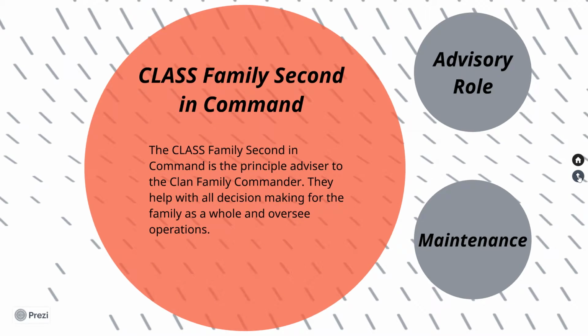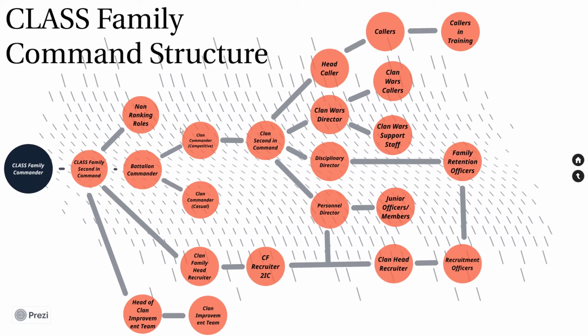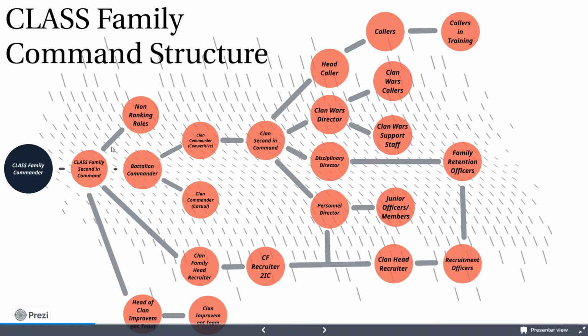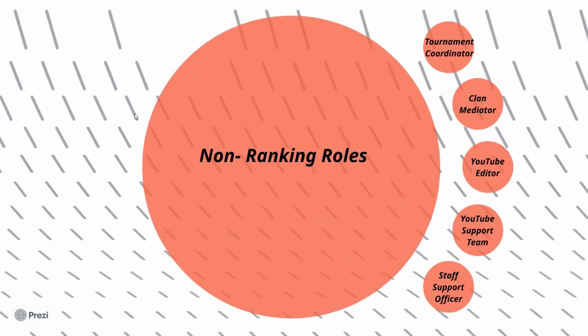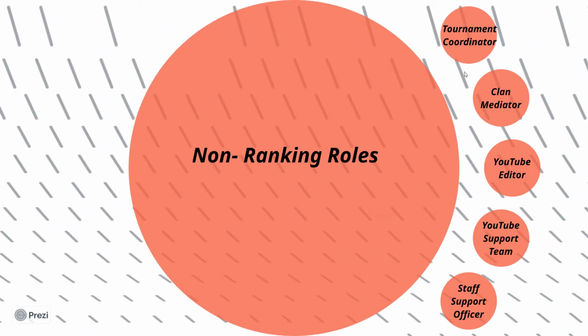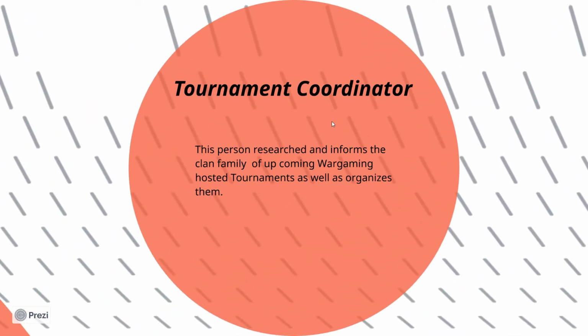Alright. Let's go down. So now we have 3 different areas. We can go down to the direct clan level, or we can cut across to the family roles and non-ranking roles. So let's start with non-ranking. We have a bunch of different things here. We have tournament coordinator, clan mediator, YouTube editor, which actually these 2 are now gone, now that this YouTube channel is in my name personally, so we won't focus on those. And staff support officer.